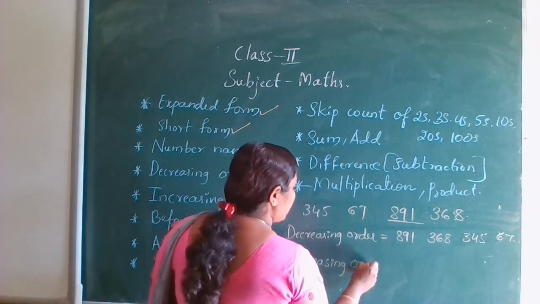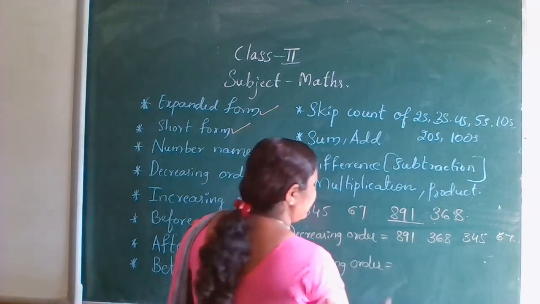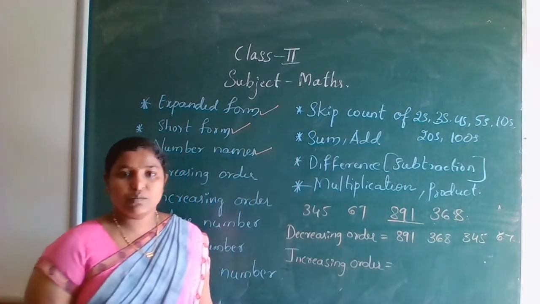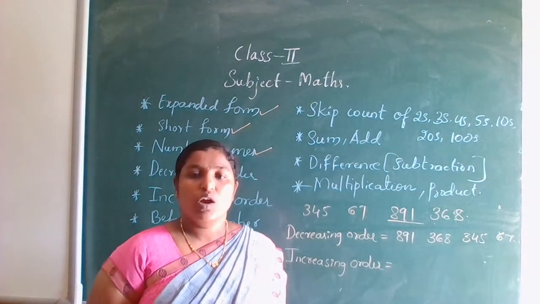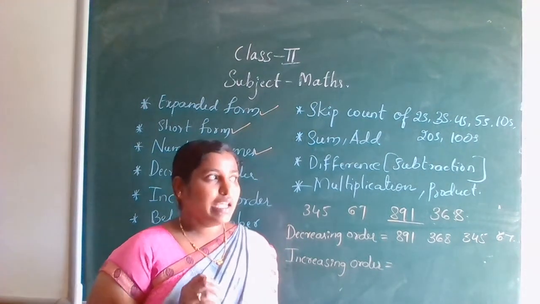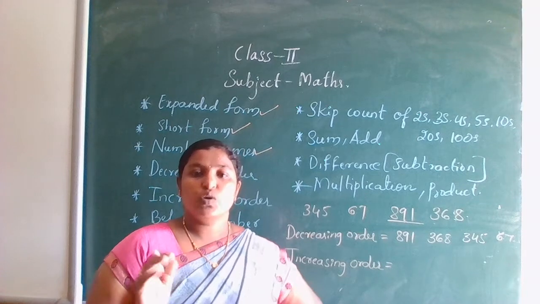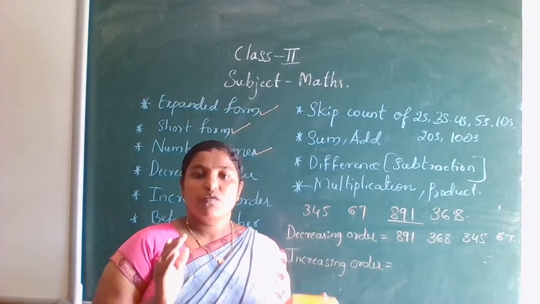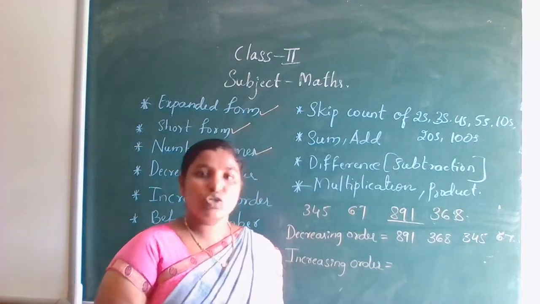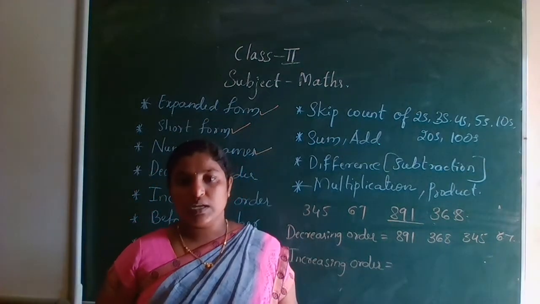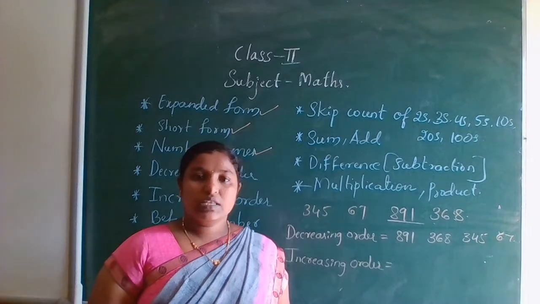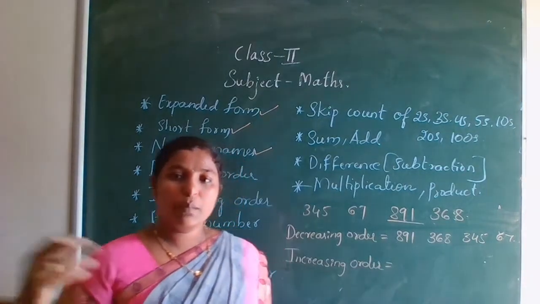Increasing order or ascending order. Both the names we can use, ascending or increasing. What is increasing? Increasing means we should write the given numbers from the smallest to the biggest. Decreasing, biggest to smallest. Increasing, smallest to the biggest.